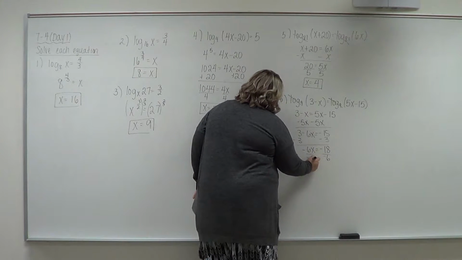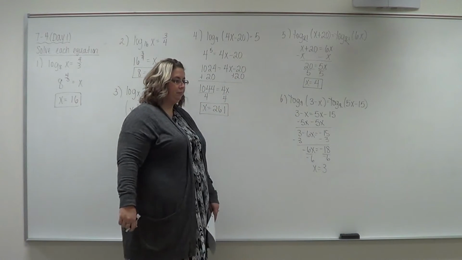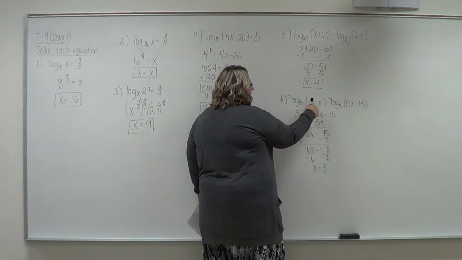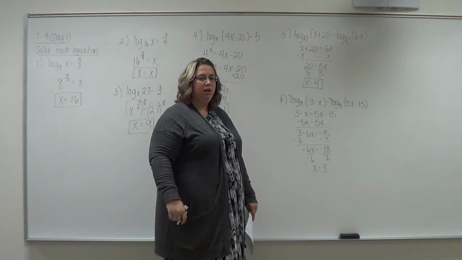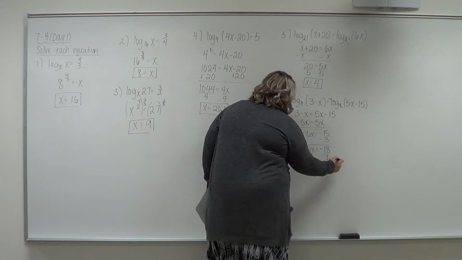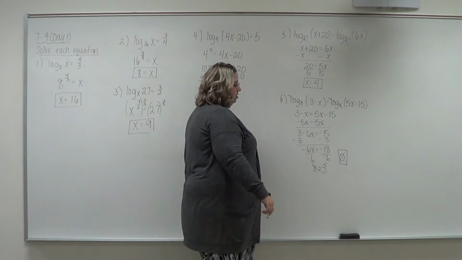Divide by negative 6, so I get x equals 3. Okay, but when I plug that in, this gives me 3 minus 3, which is 0. 0 is not a positive number. So that means this answer doesn't work, and my answer is actually no solution.